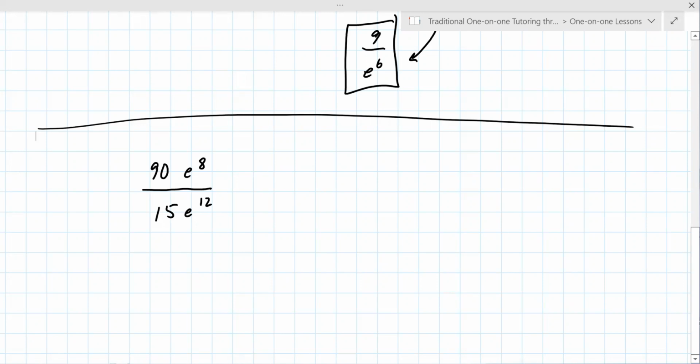So I got 6e over e to the 4th, like this. Okay, so 90 over 15 though is 6. And then the e to the 8th over e to the 12th is e to the -4. You said 65. Not sure where that came from.